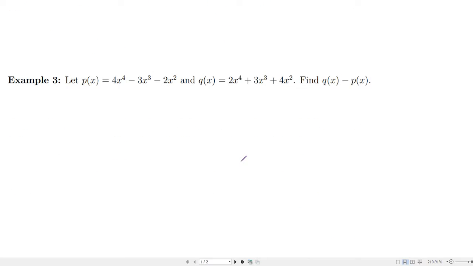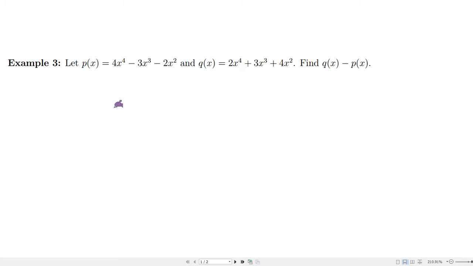All right, so now let's suppose that we have two polynomials. So polynomial p of x is 4x to the fourth minus 3x cubed minus 2x squared. So now we're thinking of the polynomial as a function of x. And q of x is this polynomial here. And we want to find this new polynomial. What is q of x minus p of x?